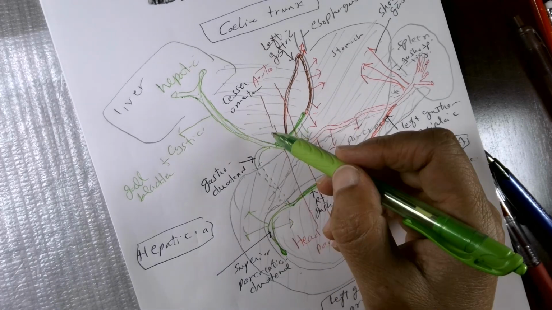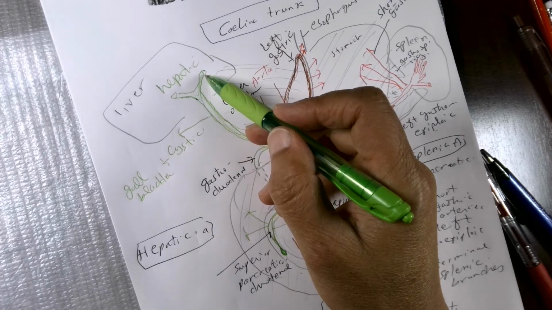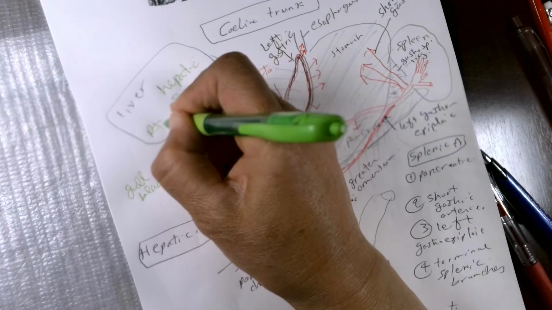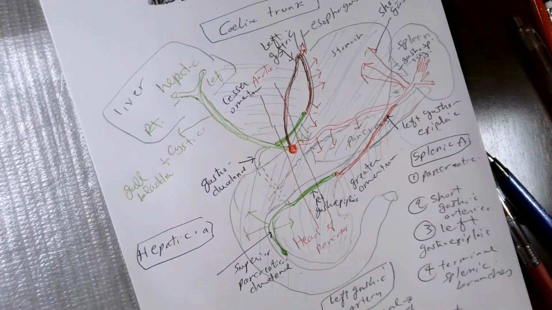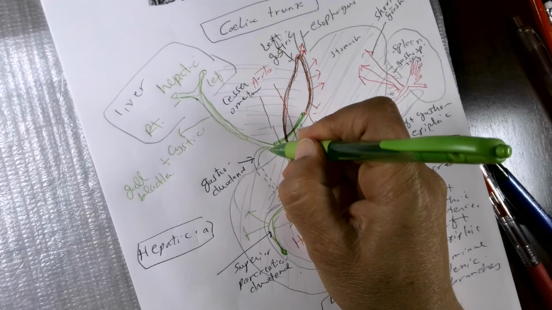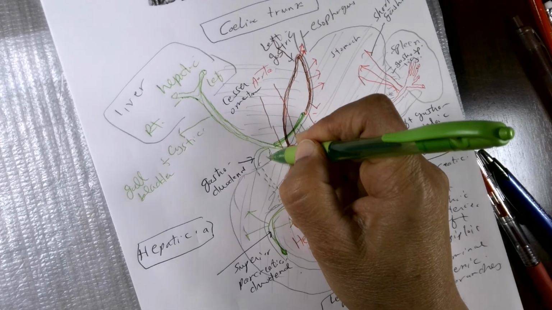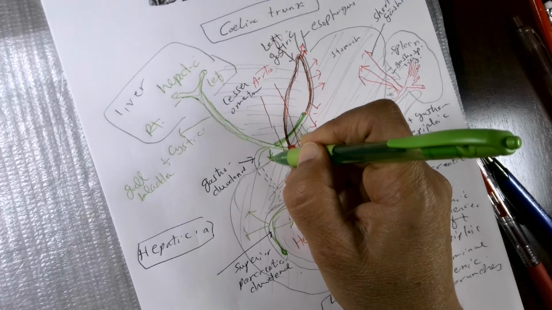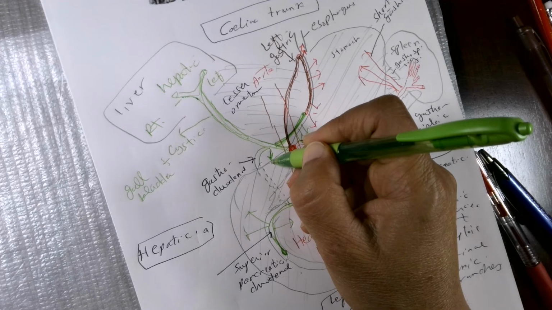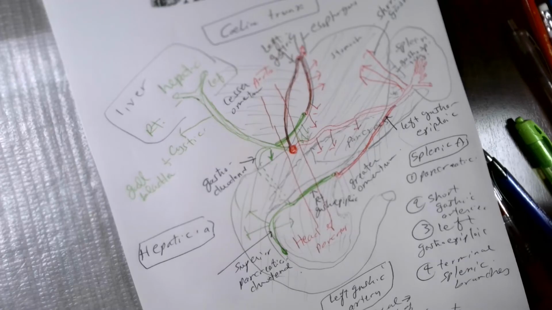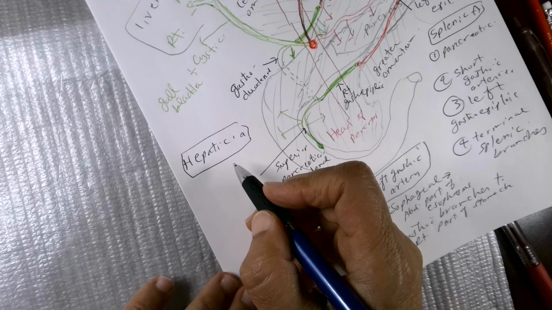Then it ends up as two branches, right and left branches. Okay, sometimes there is another branch here called supraduodenal, to the duodenum and pyloric part. So what are the branches again? In summary, what are the branches of the hepatic artery?